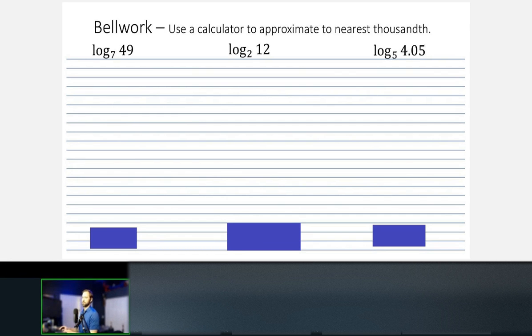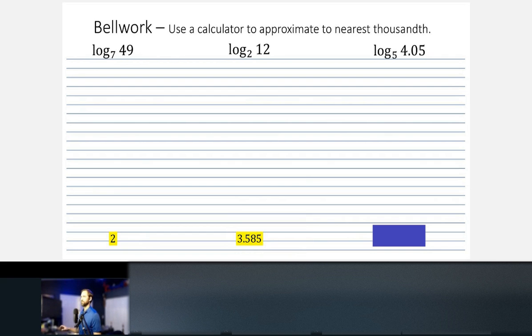2. 2 is correct. And the second one? 3.585. That sounds correct. And the last one on this page? 0.869. That is correct. All right, this was from Friday. This is Friday's lesson, doing like a change of base. So very good.